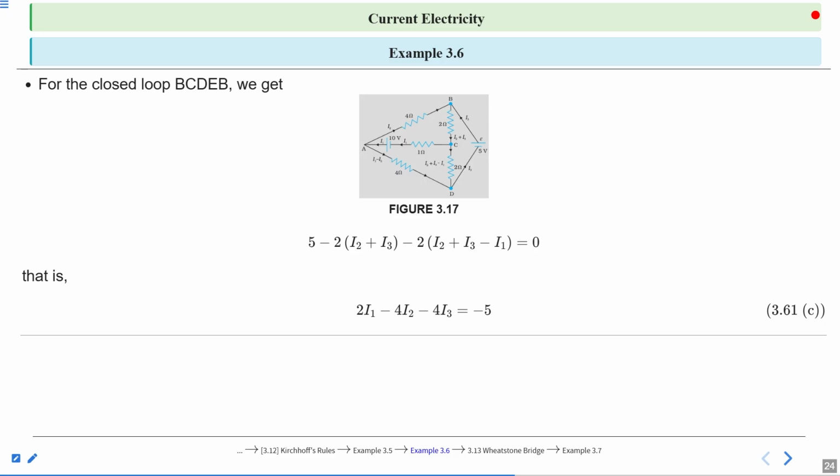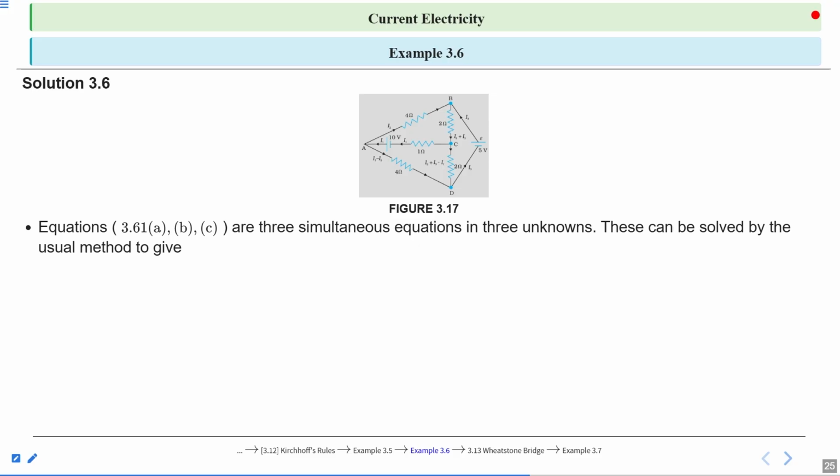Now these three equations you have to solve by any method, substitution or elimination method, that you use to solve in mathematics. You can solve if three equations are given and three variables, by substitution or by elimination. Equations 3.61 A, B, C are three simultaneous equations in three unknowns.